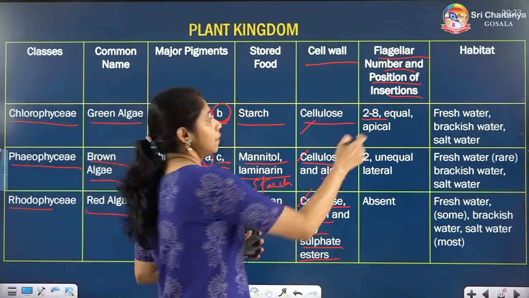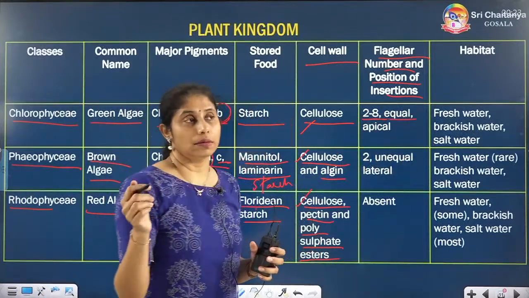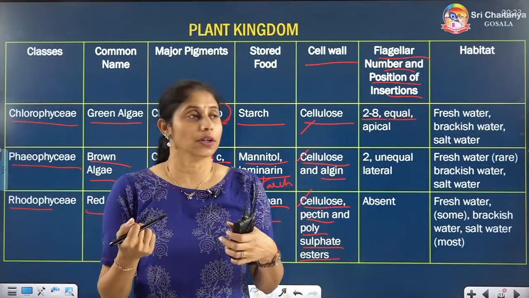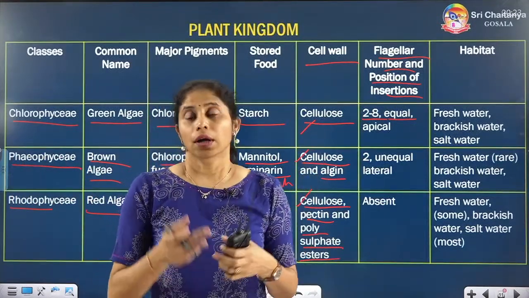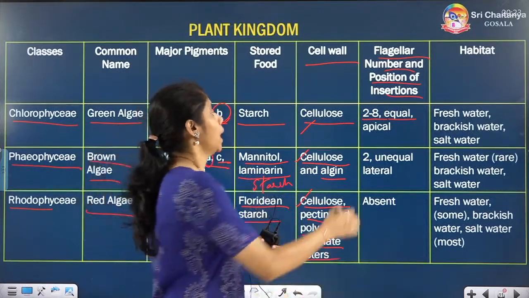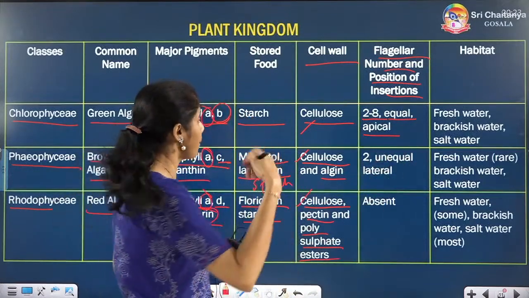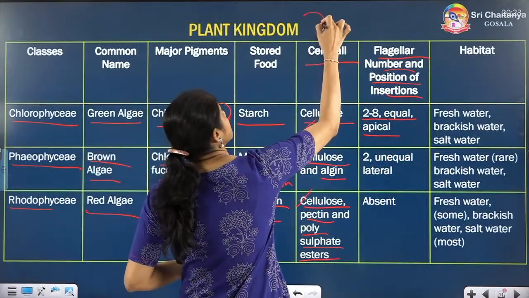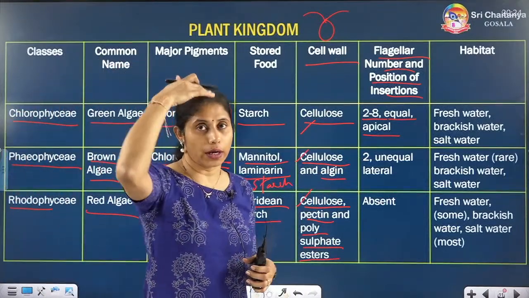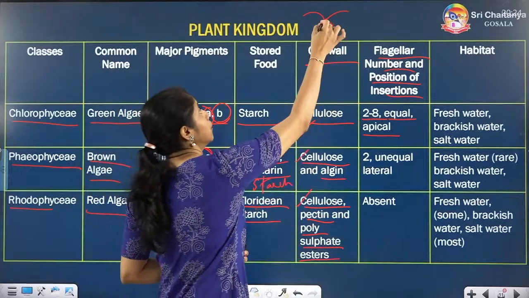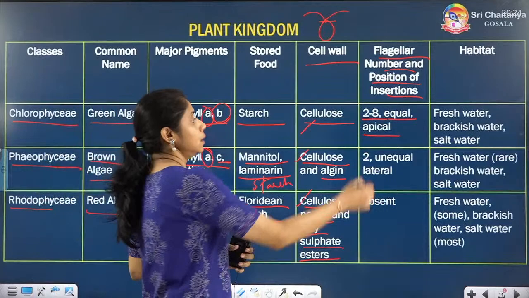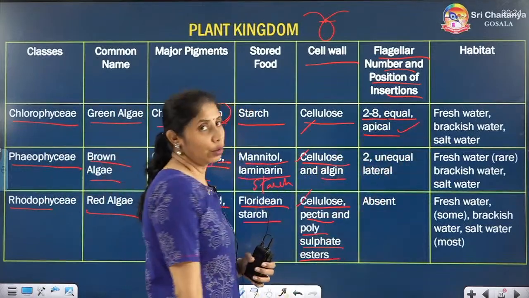Then the flagella will be equal in size. If you measure the length, both of them will be equal, because 2 are there generally. So 2 is a common number, and 2 to 8 flagella, all the flagella will be equal in size. And then apical flagella, that means at the apex all the flagella are present. At the apex, at the top, like our head is at the apex, here flagella will be there. So they are called apical flagella. This type of flagella will be there in the chlorophyce.